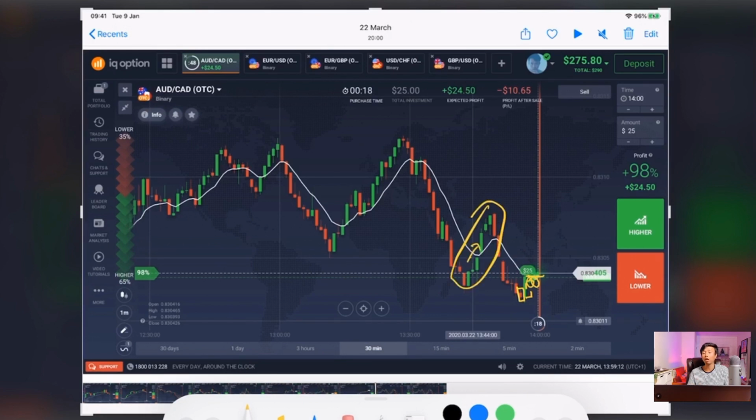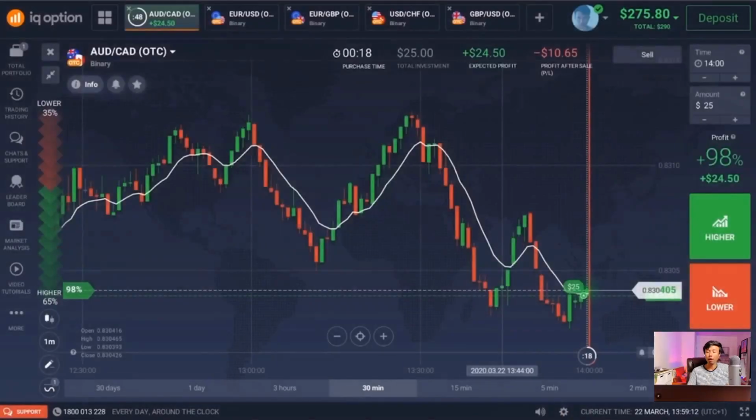So trading on moving average is pretty useful on this 1 minute trading, or even if you are trading stock options, or trading forex. It's still useful in those kinds of trading.